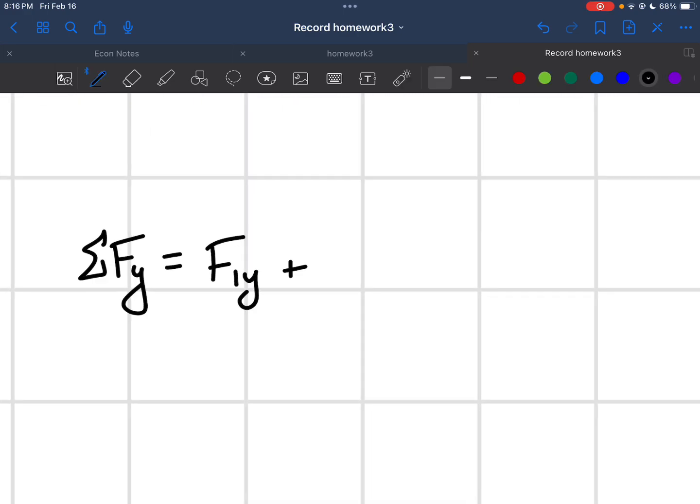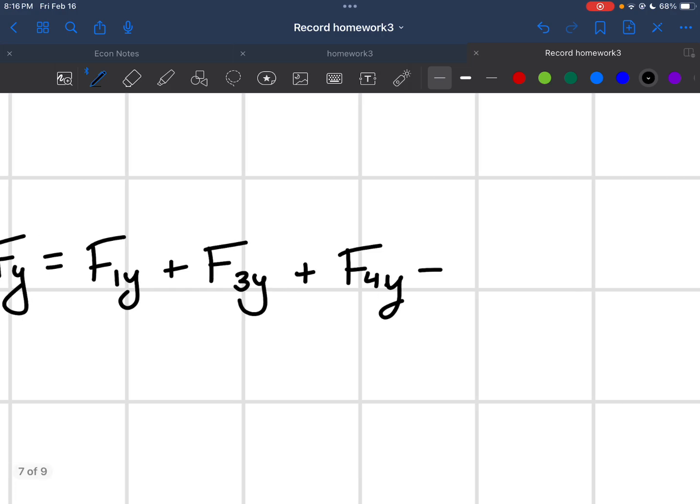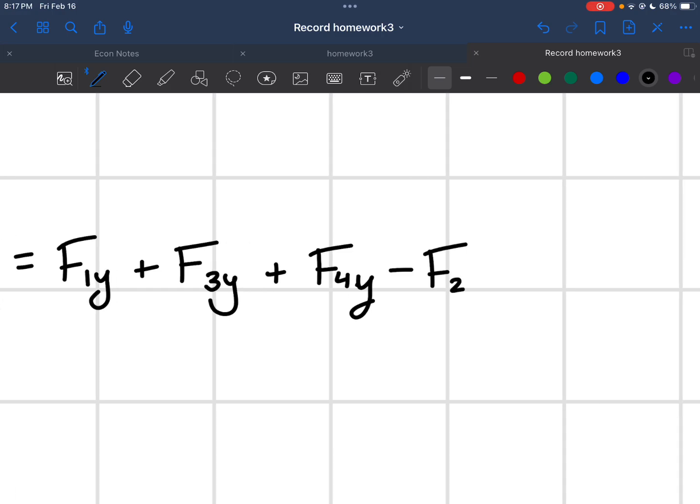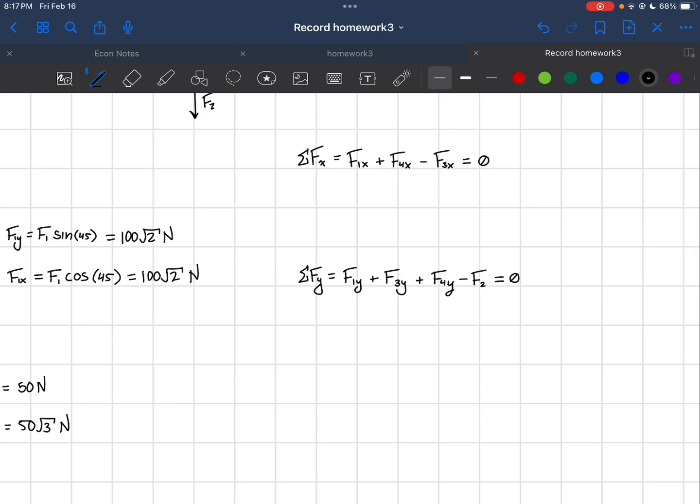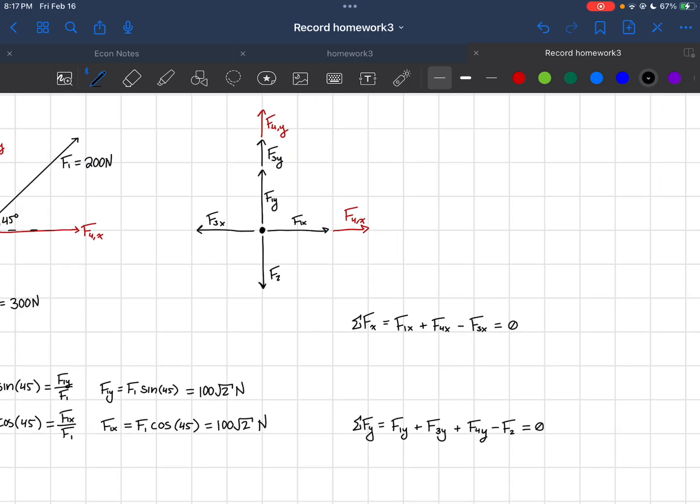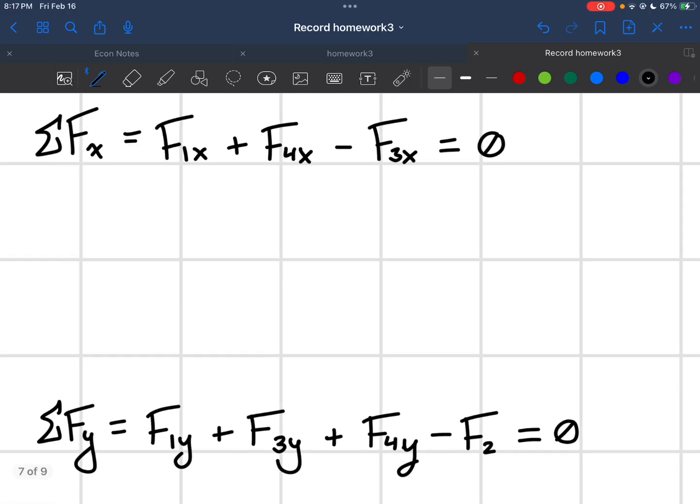F1y plus F3y plus F4y minus F2. And that will also equal 0. Again, we don't want the sled to be moving. So if I solve this real quick for F4x, because remember we have the other two, we're just trying to solve for F4x.